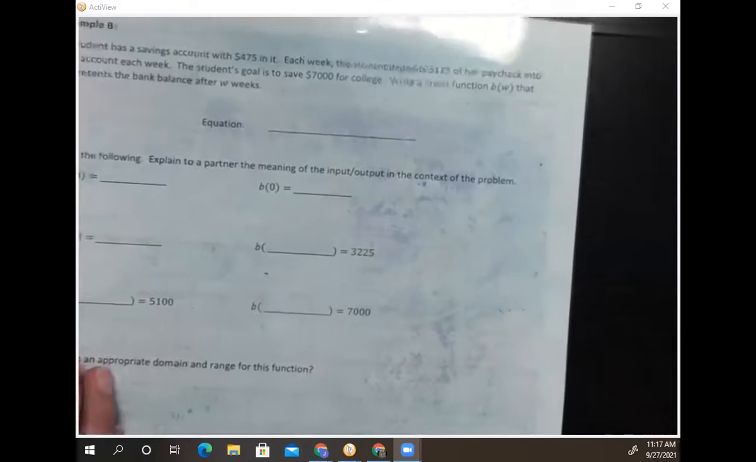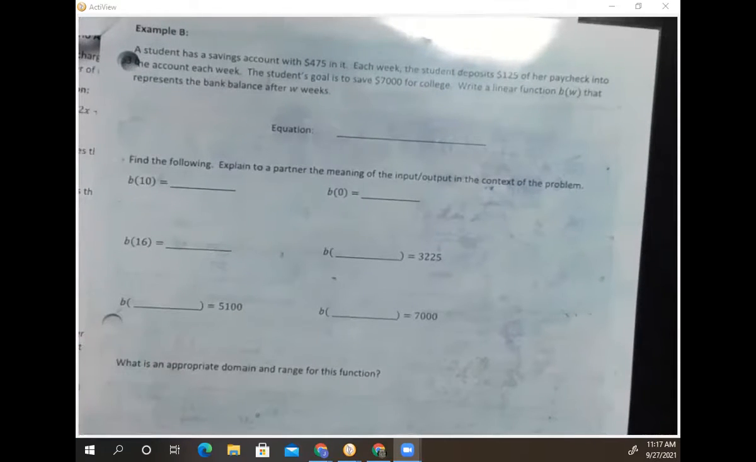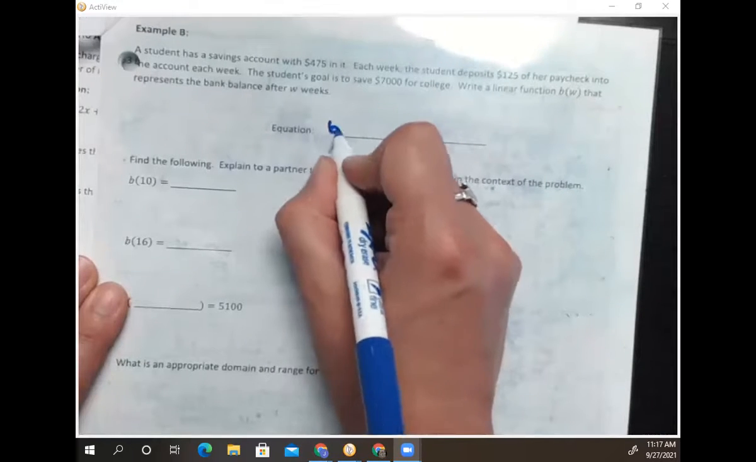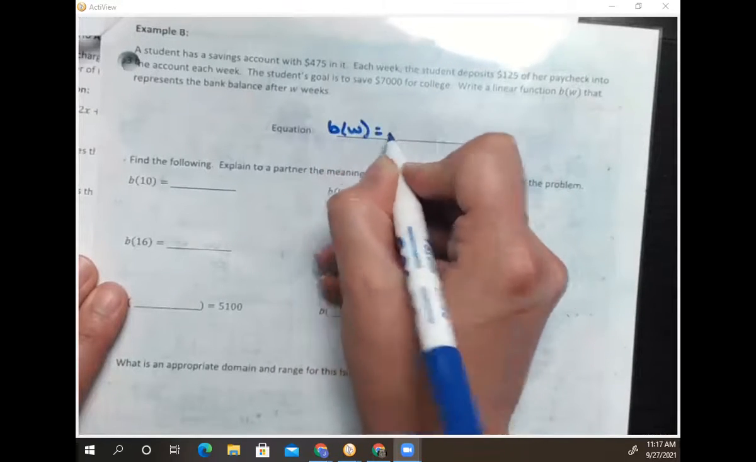Okay, so we have an initial amount that we're starting with. What's the difference for this problem? We're adding money to the account. For our last example, we were taking money out of the account. Here, we're adding money to the account. So I'm going to write this equation the same way I wrote the last one. So b of w, what they want me to use.